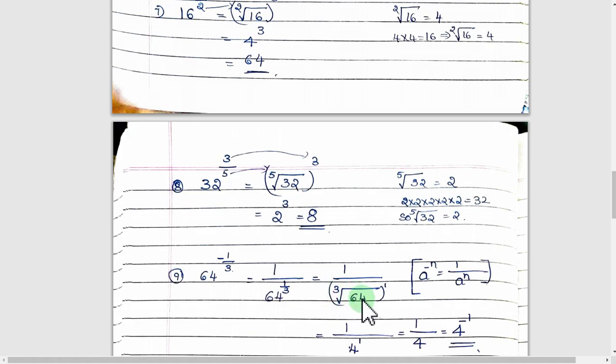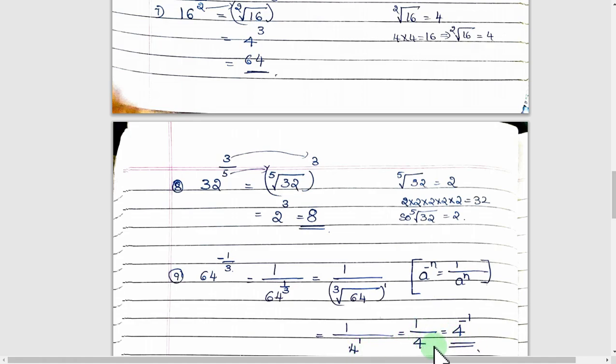Now third root of 64 means we have to see which number by multiplying 3 times will give you 64. That is 4. 4 into 4 into 4. 4 4 is 16. 16 4 is 64. So third root of 64 is 4 to the power of 1. To the power of 1 means 4 once we have to multiply. The value is 1 only.